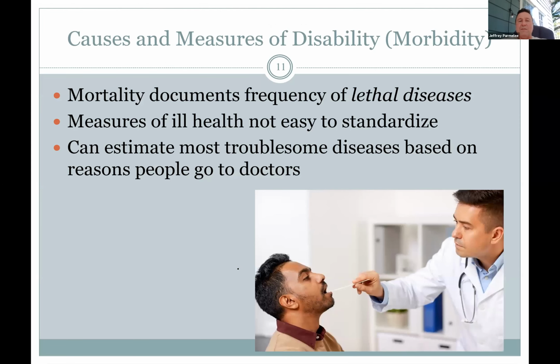Okay, so now mortality is death, lethal, right? Morbidity is going to be sickness, illness, disability. Again, a little harder to get our finger on because death is pretty clear cut. Yes, not easy to standardize. And even depending on cultures, what you define as illness and health changes. So it's a complex subject.